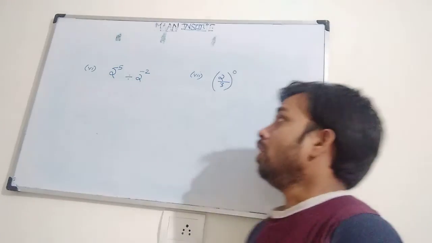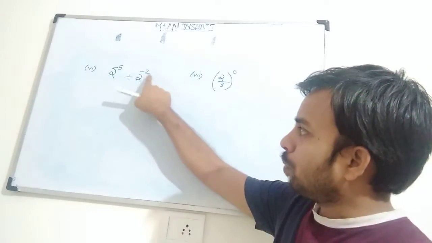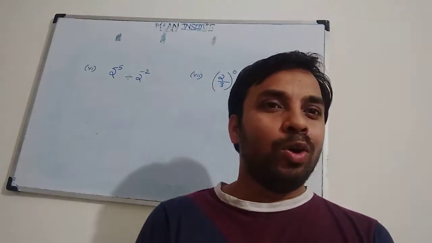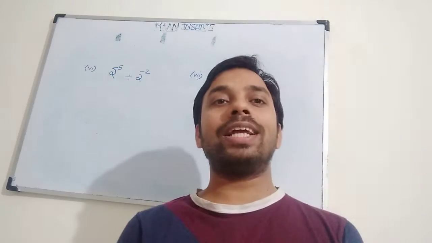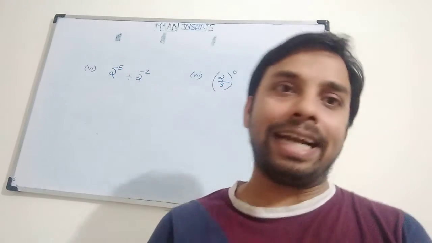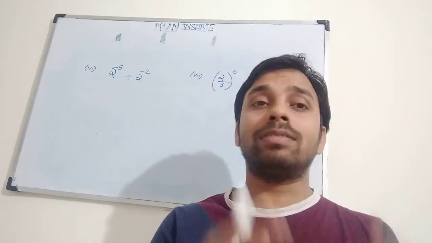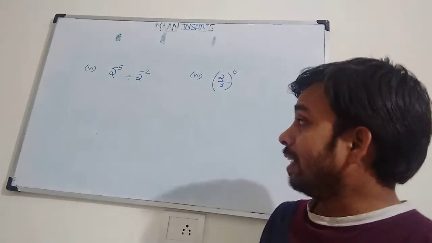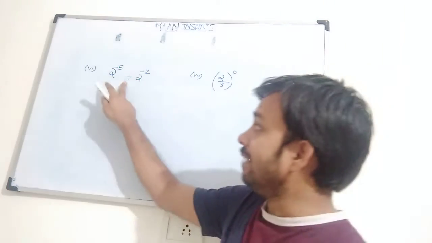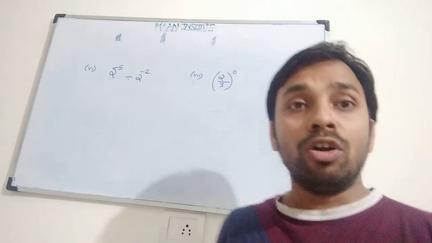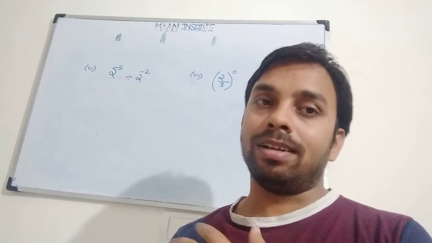What are the questions? 2 to the power minus 5 divided by 2 to the power minus 2. Okay? Look at the question and what comes to your mind. If you understood clearly, you will think of the law number 2. When the base is the same and the sign is division, what will we do? We will just subtract the powers. Right? Clear? Look here.